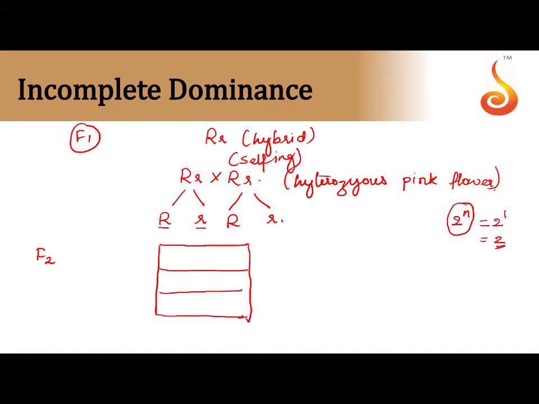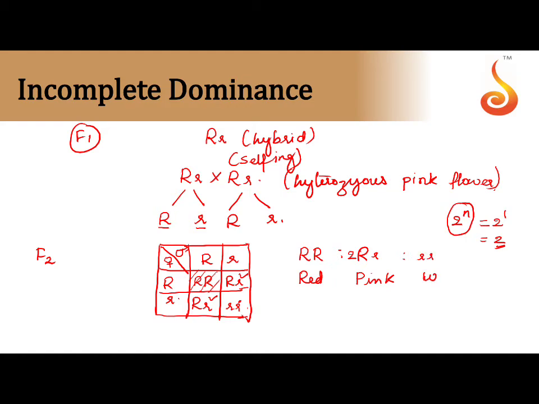So here is our Punnett checkerboard getting ready. One side will be considered male, the other side will be considered female. Here is one set of gametes, the other set of gametes. So we are going to cross capital R, capital R, capital R, small r, capital R and small r, and small r and small r. What is this? This particular one here is capital R, capital R, which is red in color. And these two are capital R, small r, which is 2 in number, is pink. And this one, small r small r, is one white. So phenotypically, I can see one red flower, two pink flowers and one white flower.